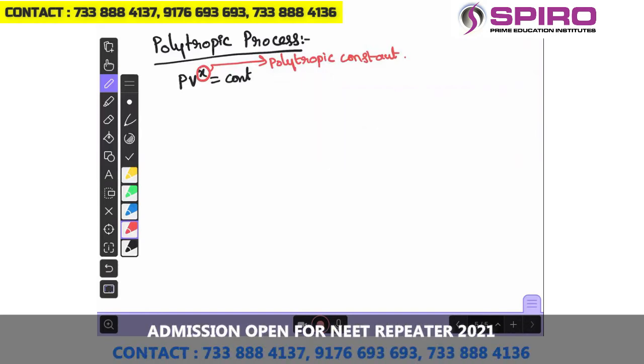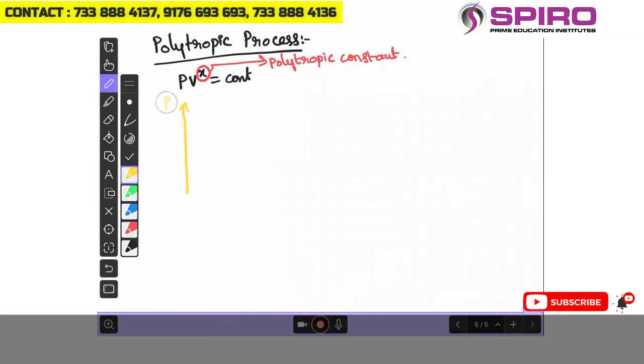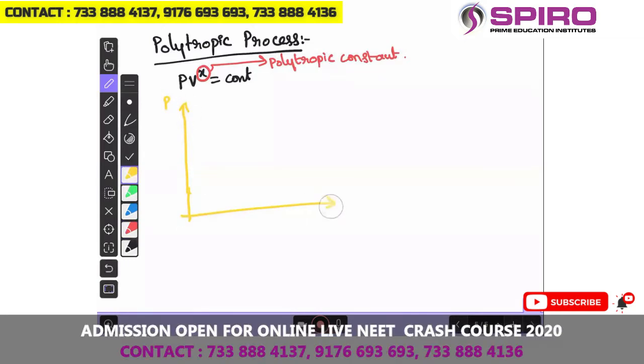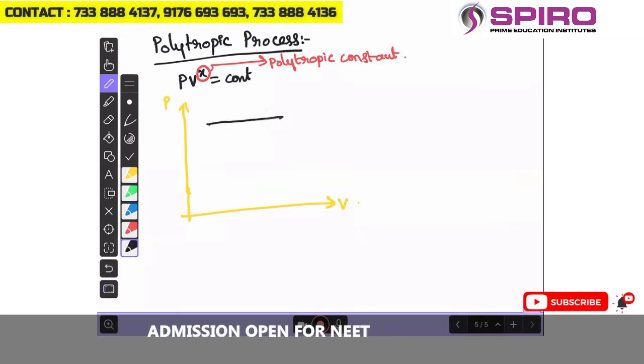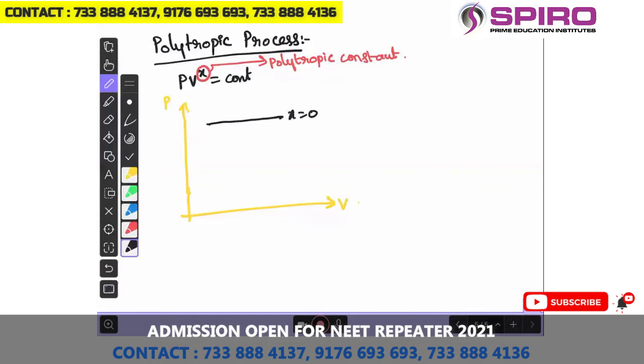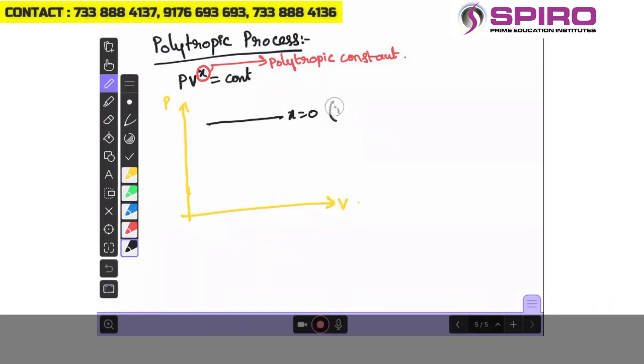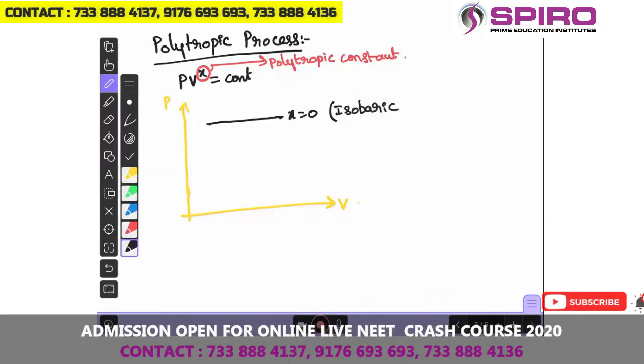For that, let me take a graphical view here, and from the graph, let us see. This is a pressure versus volume graph we are taking. If X equal to 0, pressure will be constant. It is like this. For this process, X equal to 0. What is this process? Isobaric process. So the polytropic constant X value will be 0 for isobaric process.